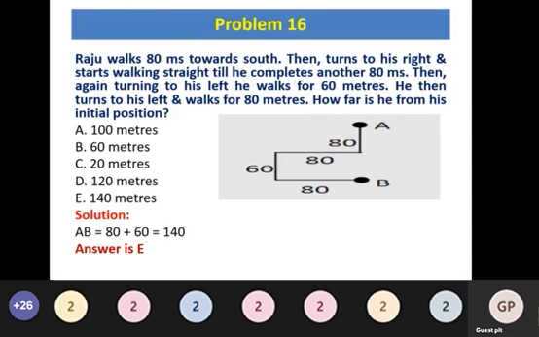As far as the diagram is concerned, let us see the solution. They are just asking the distance AB. So it is clear that 80 plus 60 is equal to 140. So the answer is E, that is 140 meters.